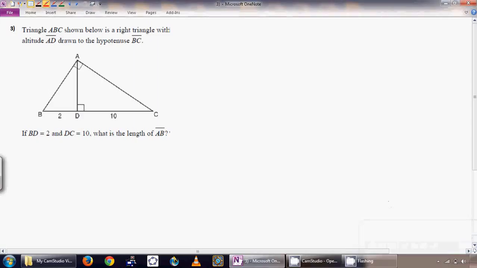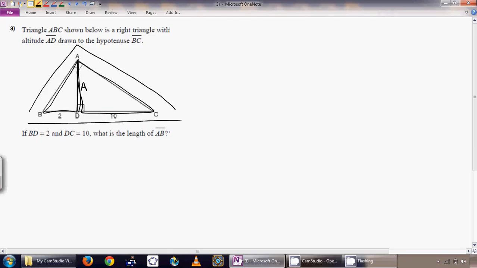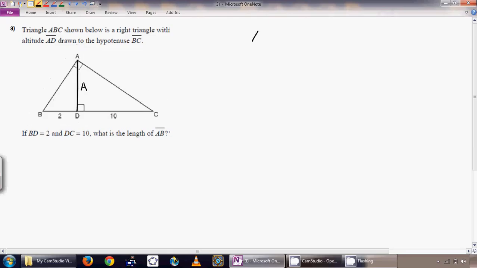Alright, problem number 3. It says triangle ABC shown below is a right triangle with altitude drawn to the hypotenuse BC, and the altitude is AD. This is my altitude. So I can see it's a big right triangle with two smaller ones contained within. This is an ass and shell problem.